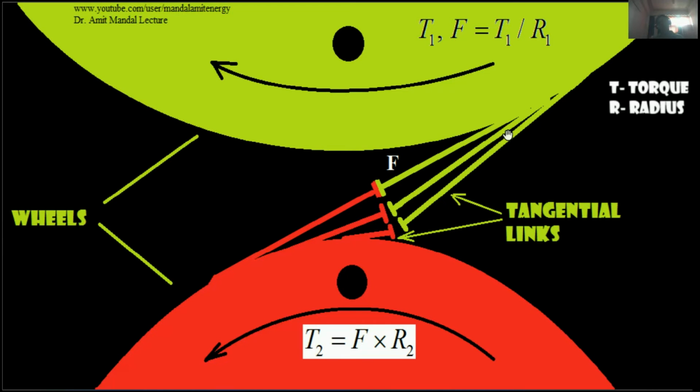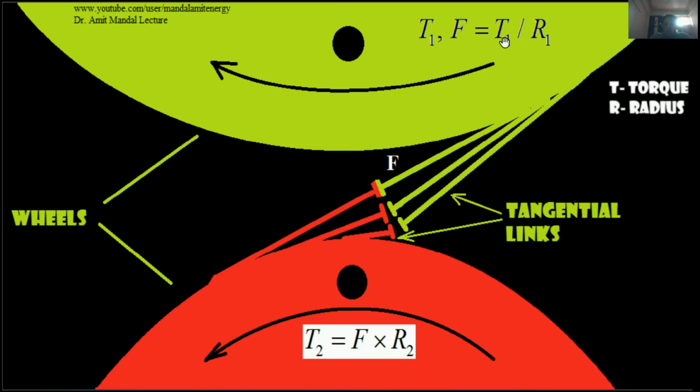So now we will learn about involute gear tooth profile in a lucid way. Suppose that this is a wheel. You can see this is a green wheel and this is a red wheel. On the green wheel as well as the red wheel, some tangential links are coming out. These are rigid tangential links. The end point of the tangent of the green wheel is mating with the end point of the tangent of the red wheel.